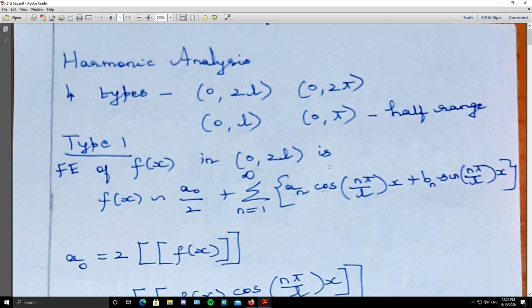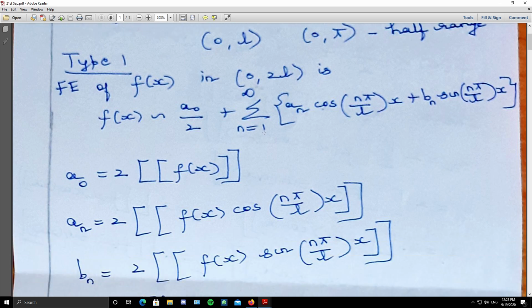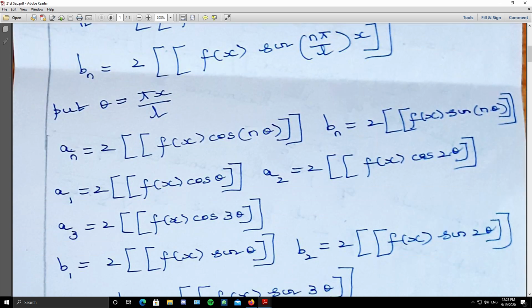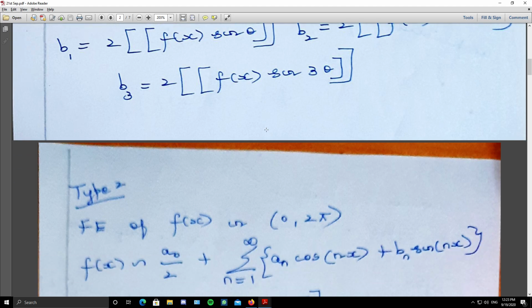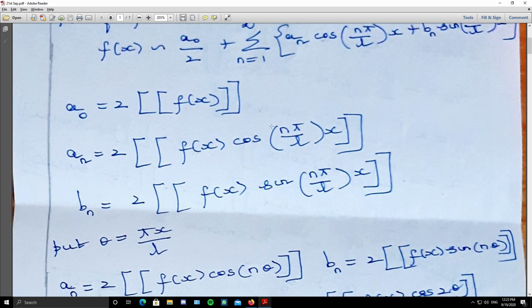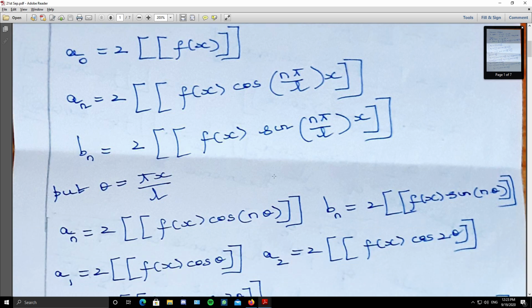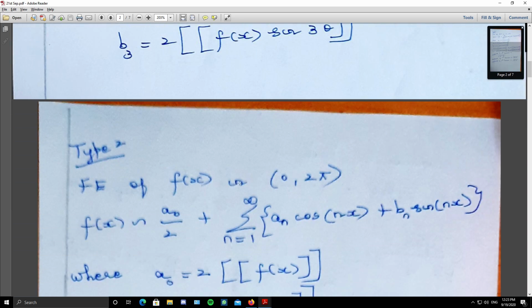In harmonic analysis you will be asked only problems. There are 4 types: 0 to L, 0 to pi, and in half range you have 0 to L and 0 to pi. Today's class I will discuss problems from 0 to L and 0 to pi. Given the values in tabular form, first identify the interval and then write the Fourier expansion and the Euler's constants.